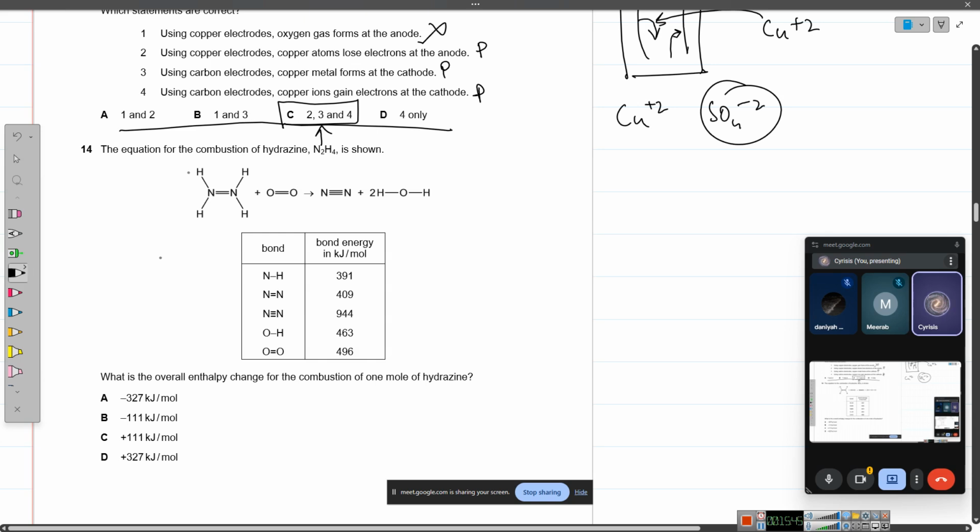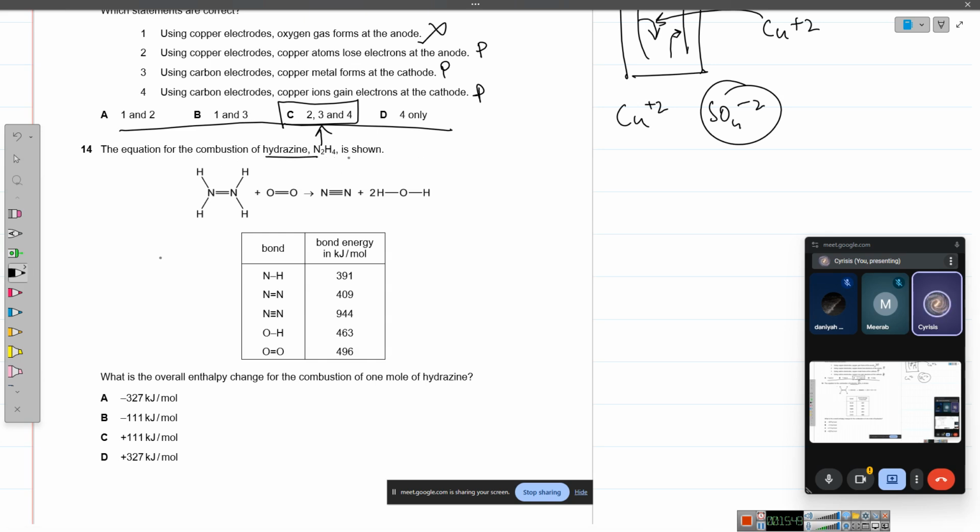Next, the equation for the combustion of hydrazine. Hydrazine is rocket fuel, right? N2H4 is shown, right? This is the hydrazine in which we get nitrogen, N2, and H2O, right? What is the overall enthalpy change of the combustion reaction? Again, this is another time taking question. I suggest you do it at the end, right? Do the statements first that do not require much time. I'm just going to go in sequence, right?